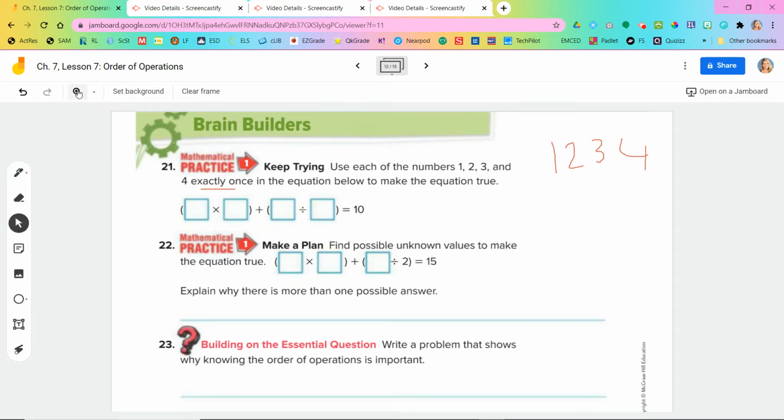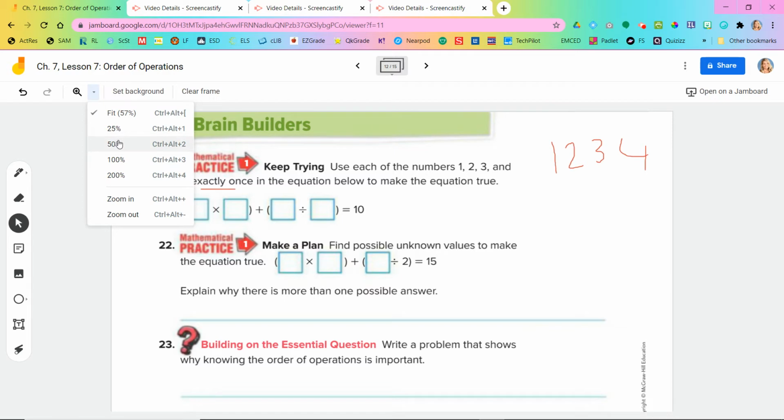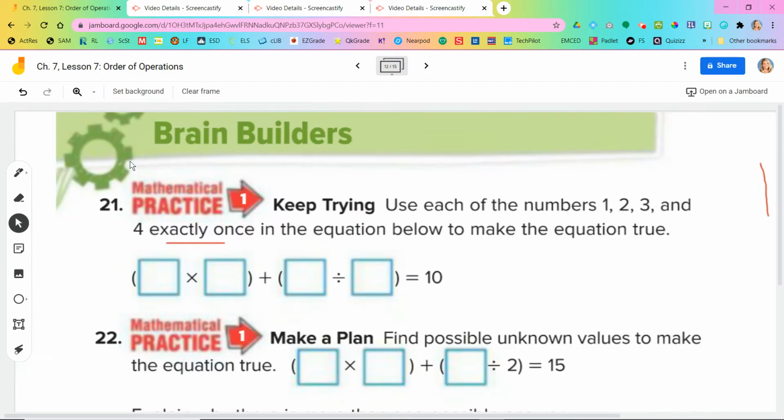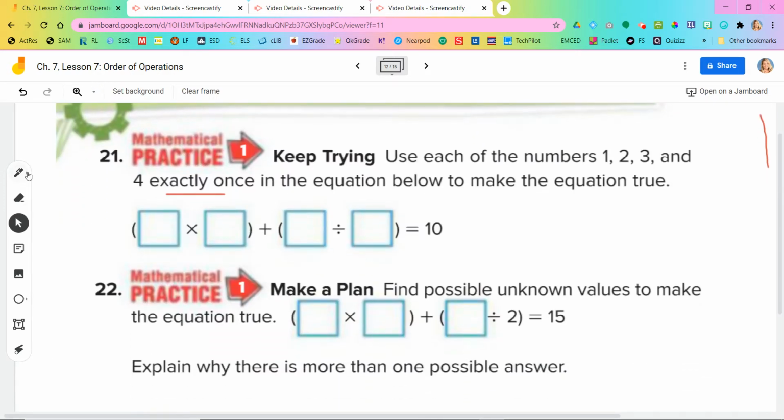So what we want to do, let me zoom in on this a little bit. It's 57. All right, there we go. What we want to do is fill in these numbers. Let me rewrite these over here: 1, 2, 3, and 4. We need to rewrite this, fill in the blanks so that I get 10 right here. Now, this is what I mean by looking at your parentheses as groups.